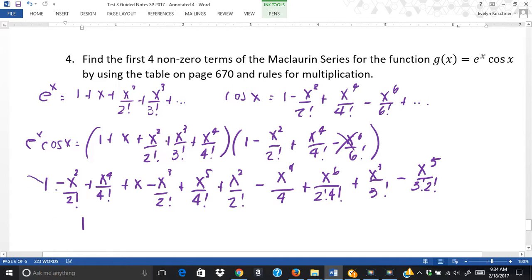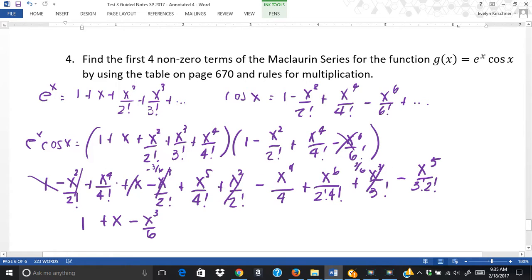So I have 1. Now looking for my x terms, I have one x term, that's plus x. Now I have my x squared terms, so I have minus x squared over 2 factorial plus x squared over 2 factorial, so those go away. For x cubed, I have x cubed over 2 and x cubed over 6. So I have plus x cubed over 6 and minus x cubed over 2, and if I add them together, that gives me minus x cubed over 6, because negative 3 over 6 plus 2 over 6 gives me negative 1 over 6. So I get rid of my cubes, and I'll look at my 4th power terms.